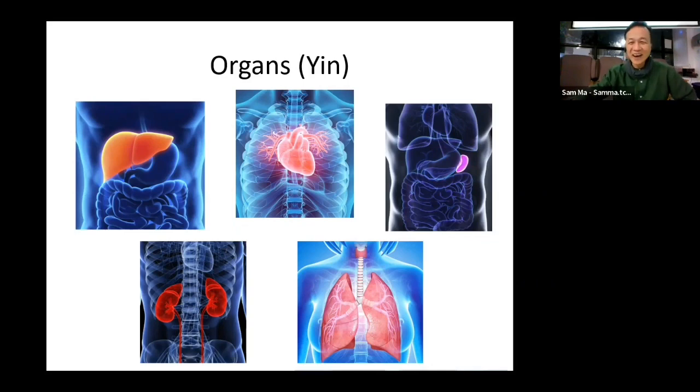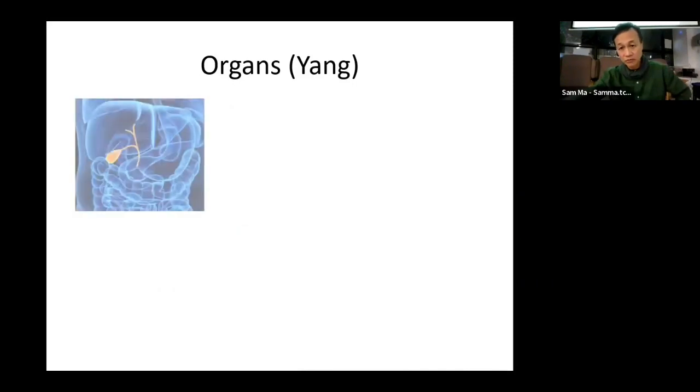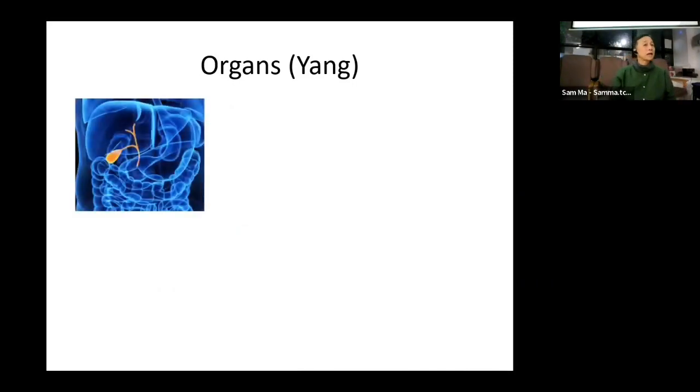Good. Okay. So it's deliberately put in this order according to the five elements: wood, fire, earth, metal, and water. All right, okay. Next one, yang organs. Yang organs are not solid organs, they're hollow organs. Okay, think about hollow organs. First one, the gallbladder is a hollow organ, containing bile.